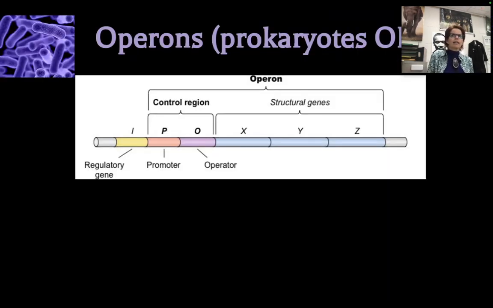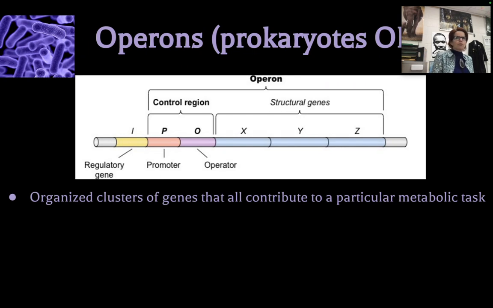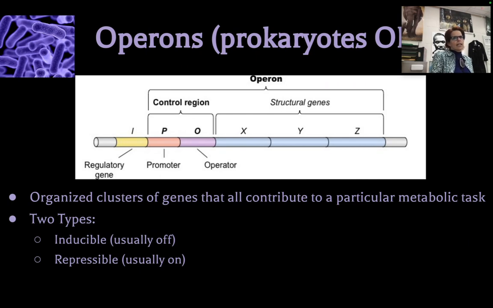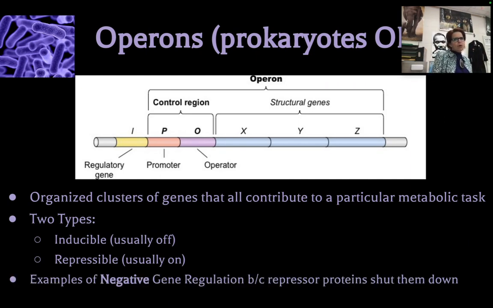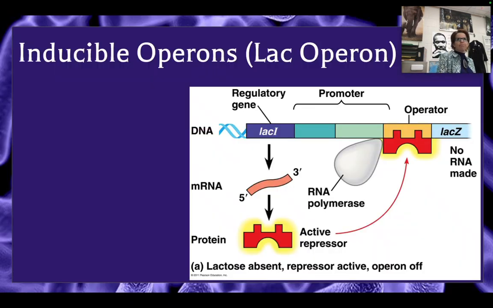So we learned at this time about the operons that you find in bacteria. You don't find operons in eukaryotic cells because our DNA is much more complicated, but this gives us a good starting place to figure out how DNA works. So they're organized clusters that contribute to a particular task. There are 2 types: inducible, which means that they're usually off and you can induce them, or repressible. They're usually on and you can repress them or stop them. And they are both examples of negative gene regulation because repressor proteins shut them down.